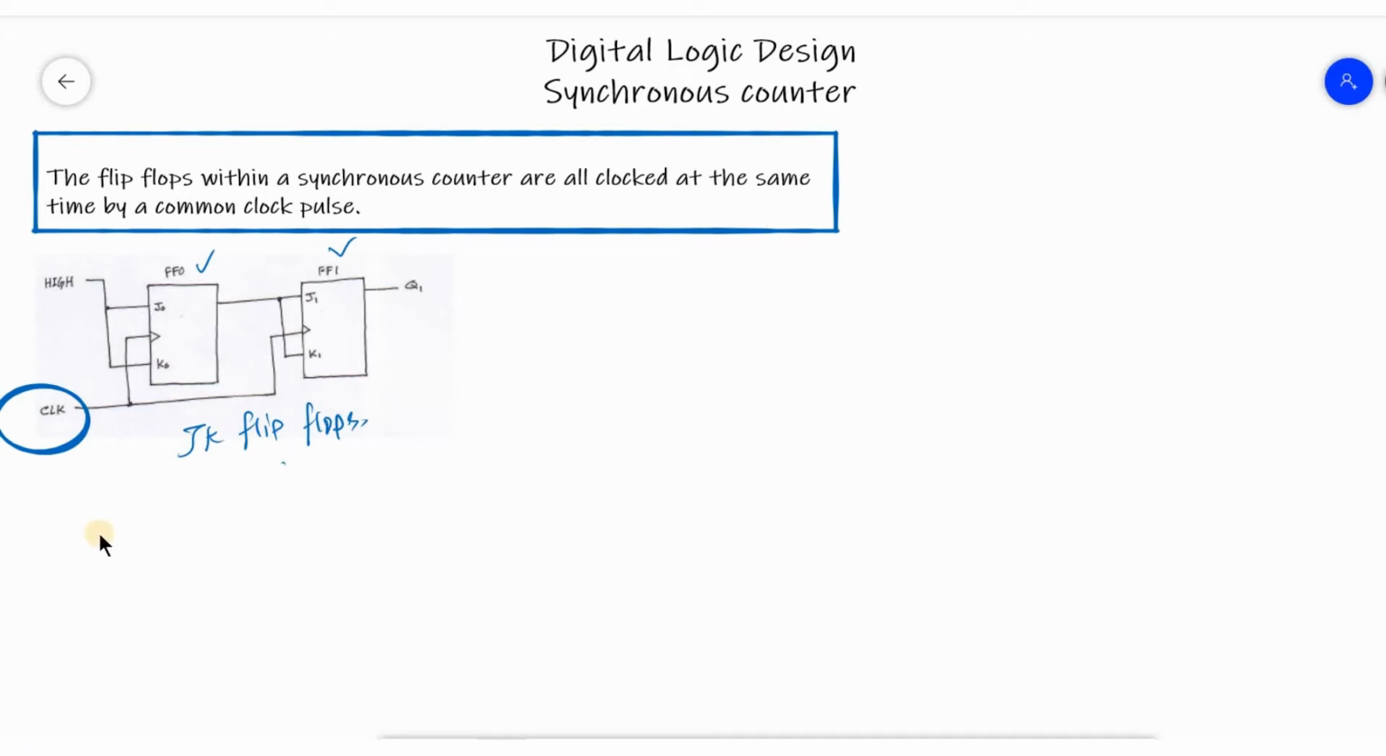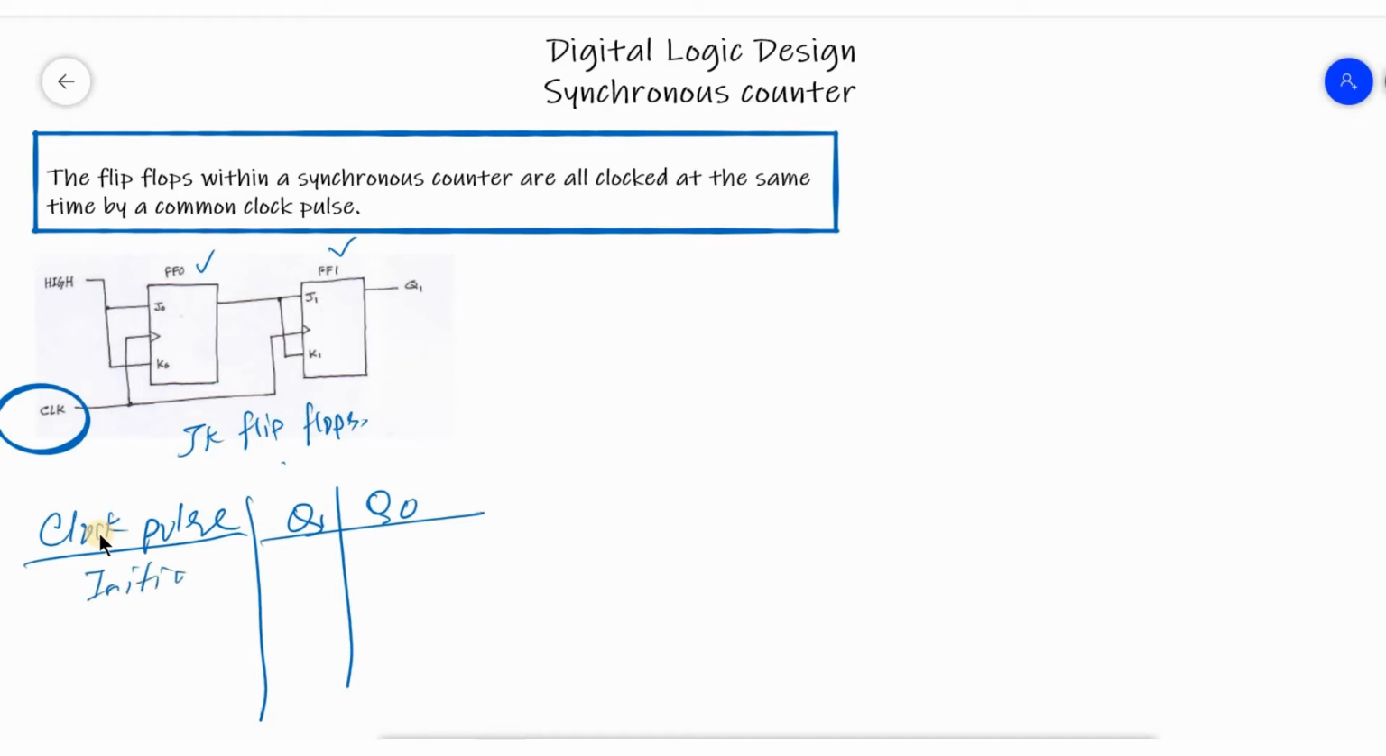Now let us see the clock pulse table or truth table for this counter. We'll take here clock pulse, Q1 and Q0. We'll take the initial position here, and then for the first pulse, second pulse, third pulse, and the fourth pulse: 0 0, 0 1, 1 0, and 1 1.